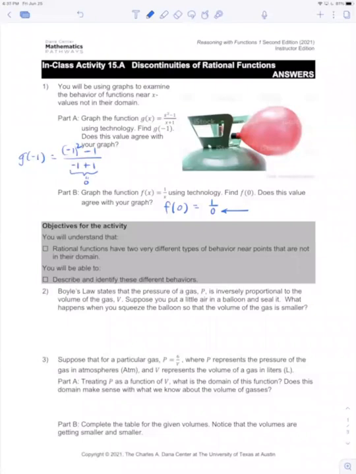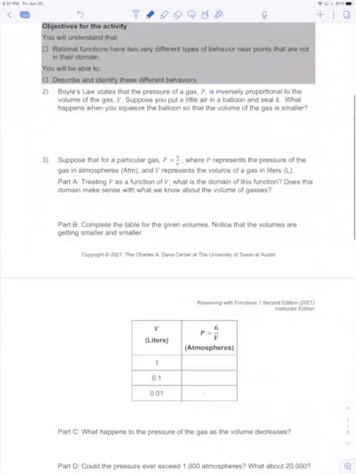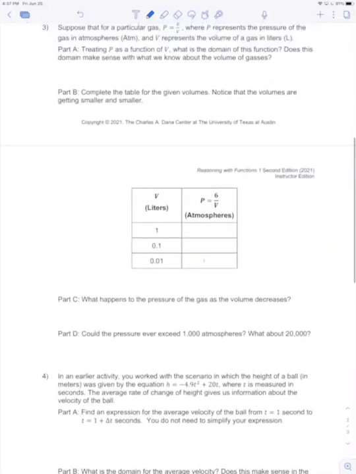Part B, complete the table for the given volumes. Notice that the volumes are getting smaller and smaller. And let me show you the table and keep that there. Part 3 showing, okay. Notice that the volumes are getting smaller and smaller. That's the liters column. So if we want to calculate this, we'd have 6 over V, 6 over 1, it's just going to be 6. Not really a lot going on there. And then for the second one, it's going to be 6 over 0.1, and that's going to give us 60. And then 6 over 0.01, that will be 600.